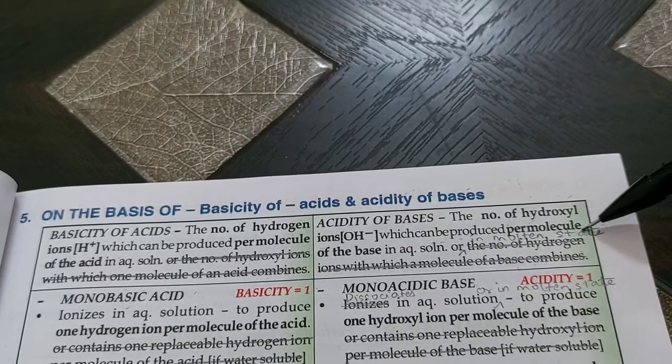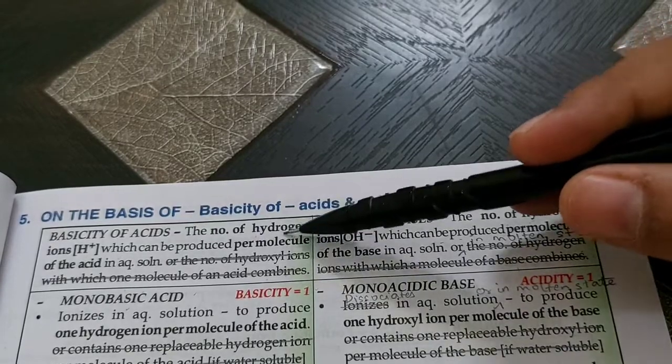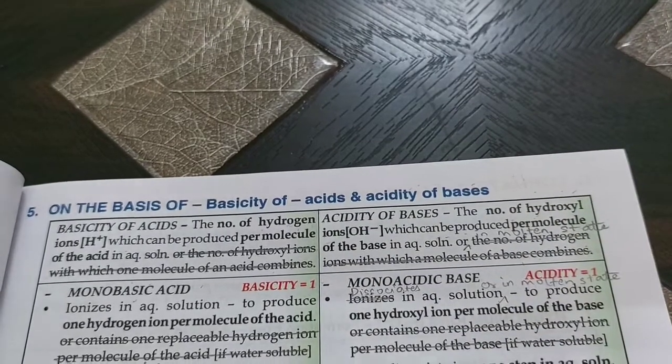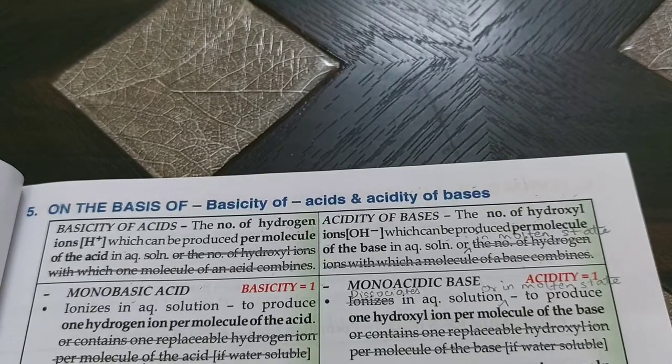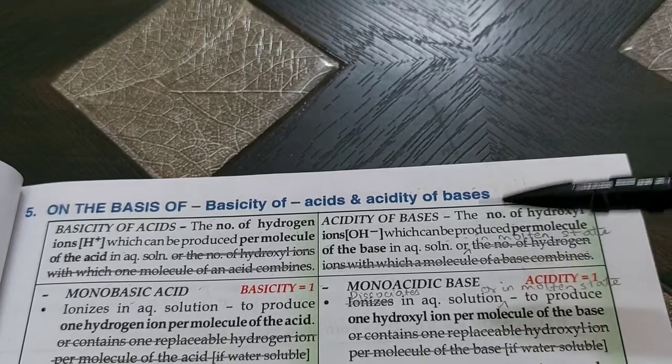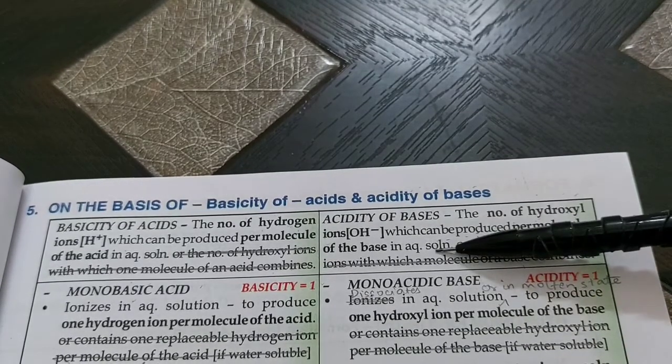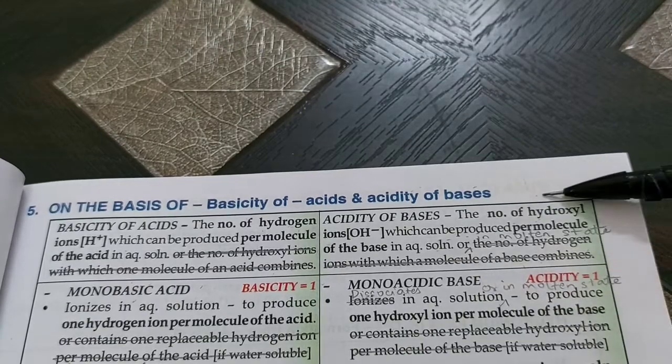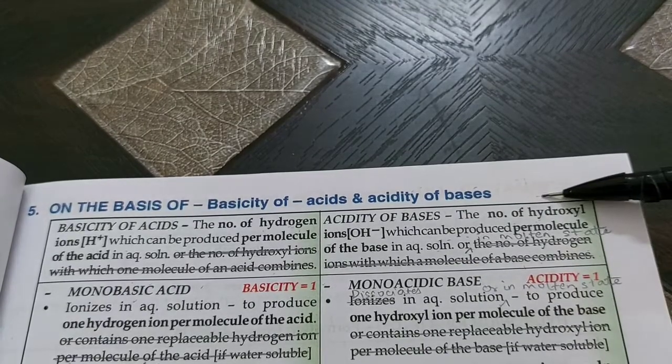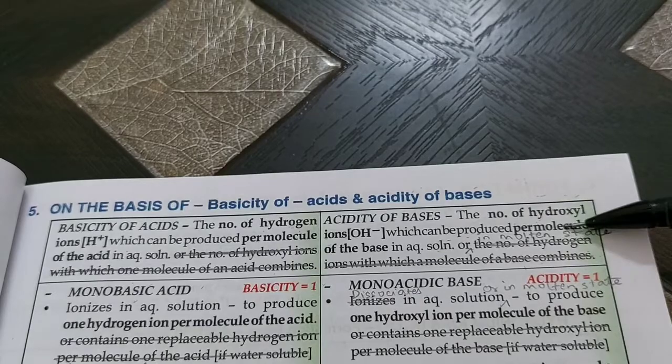This molten state was not mentioned in an acid's definition here because all acids are soluble in water, but all bases are not soluble in water. So if there is a base which doesn't dissolve in aqueous solution, then how will we know how many hydroxyl ions it can produce per molecule? Well, in that case, we consider its molten state.